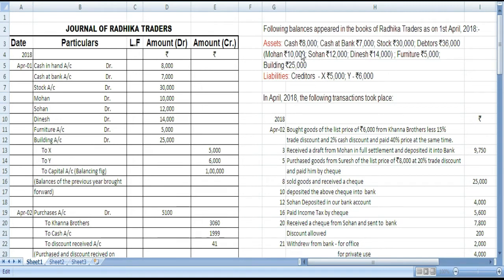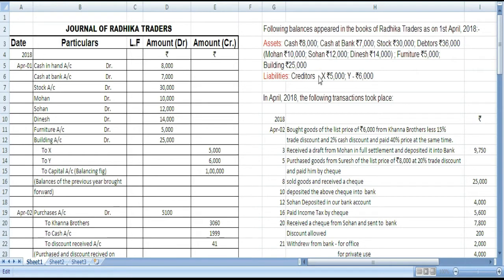We have assets: cash 8,000, cash at bank 7,000, stock 30,000, debtors total 36,000, and individually we have Mohan 10,000, Sohan 12,000 and Dinesh rupees 14,000. Furniture rupees 5,000 and building rupees 25,000. The liabilities are creditors X 5,000 and Y 6,000.